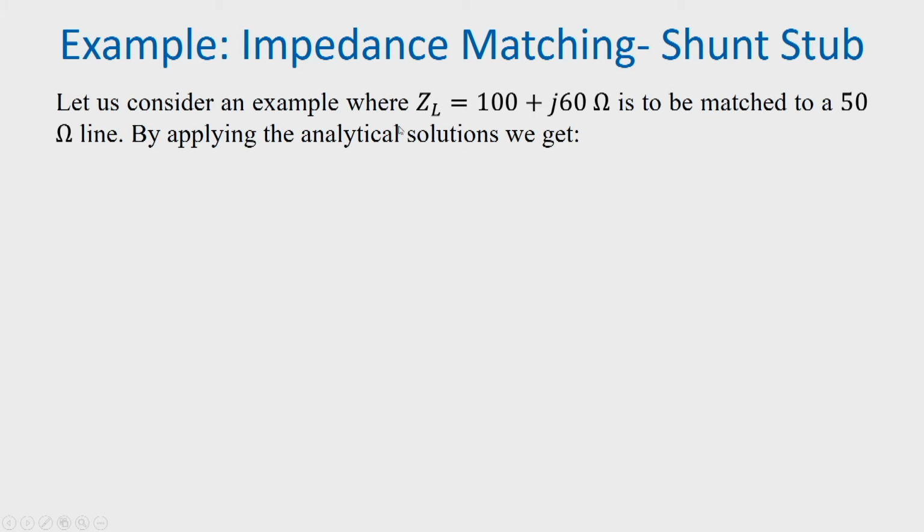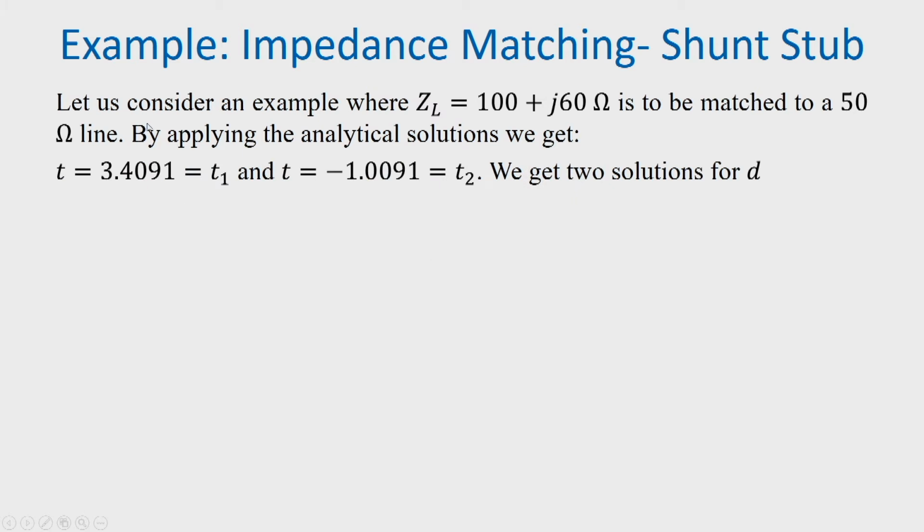Now, we take the example of an impedance matching using shunt stub. Let the load impedance to be matched be ZL is equal to 100 plus j 60 ohm, and this is to be matched to a 50 ohm line. By applying the analytical solutions, we get a value of T equal to 3.4091, which we call T1, and another value of T is minus 1.0091, which we call T2.